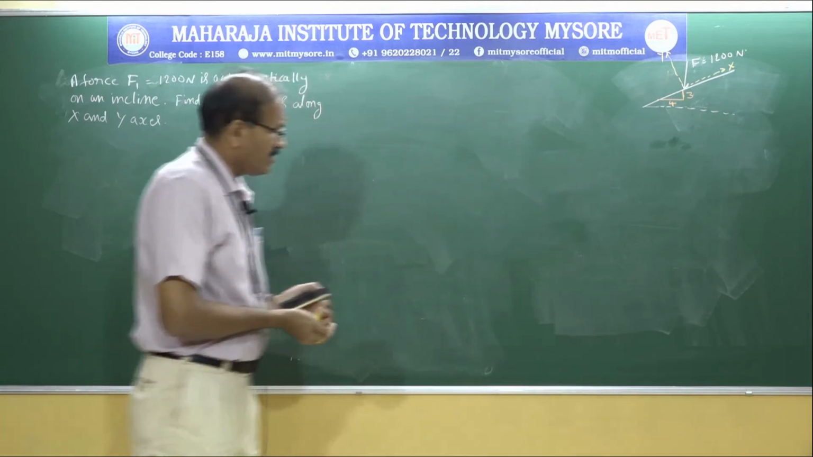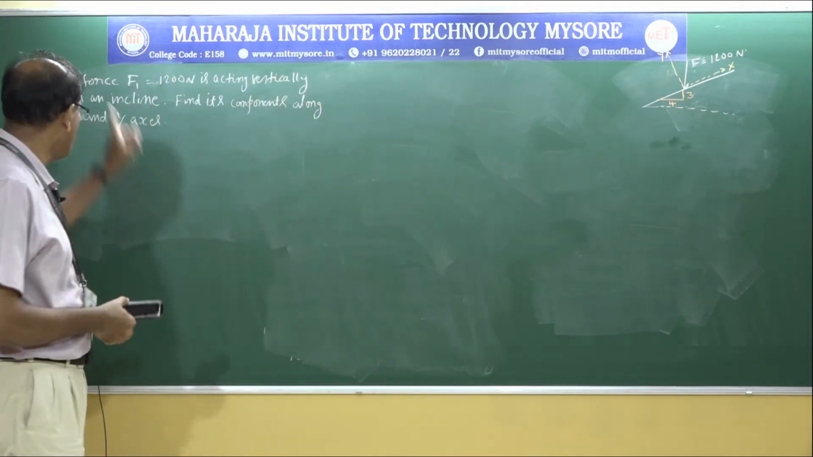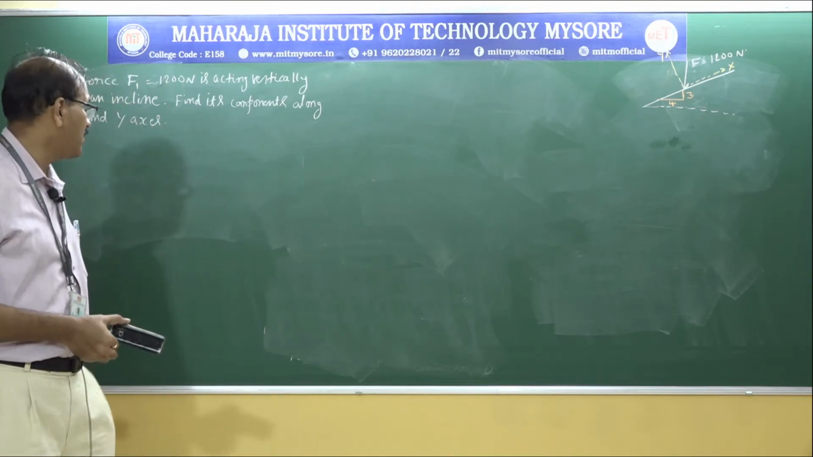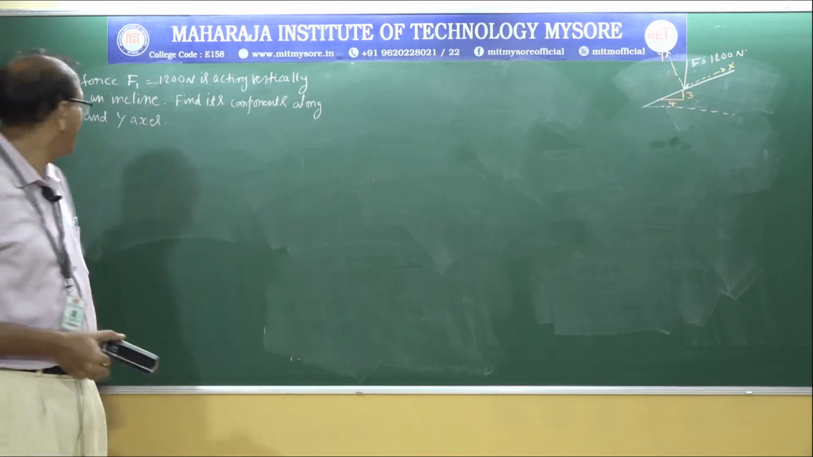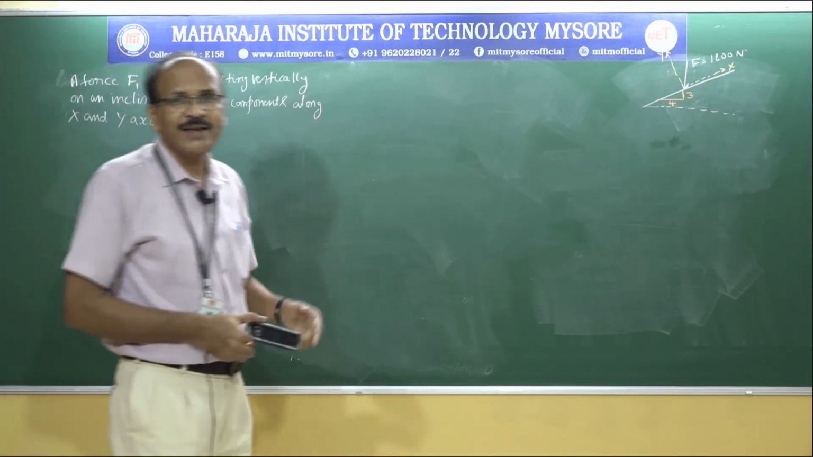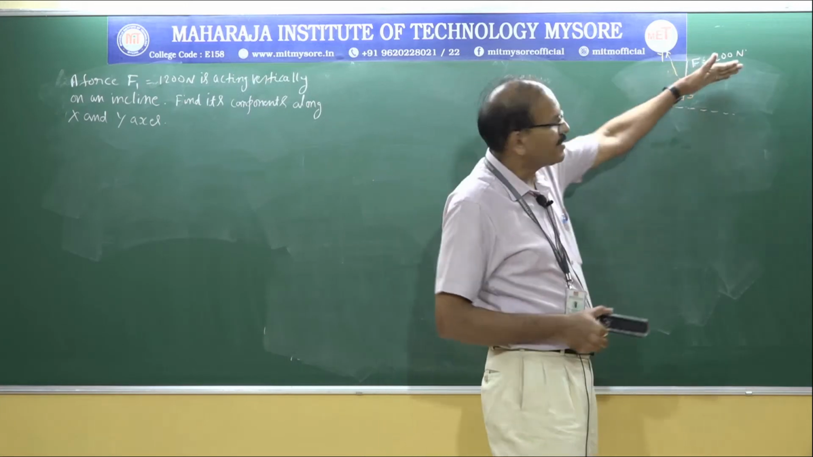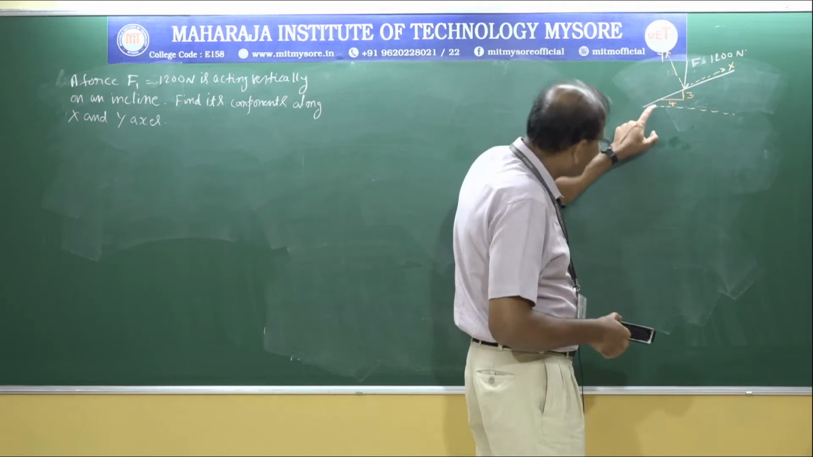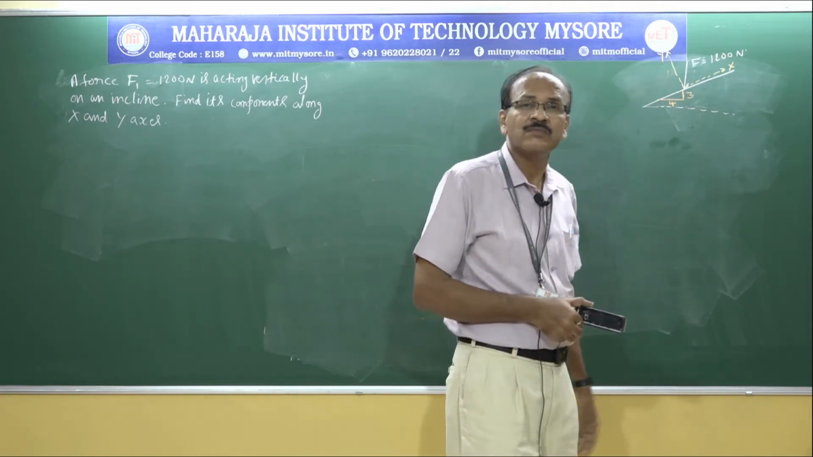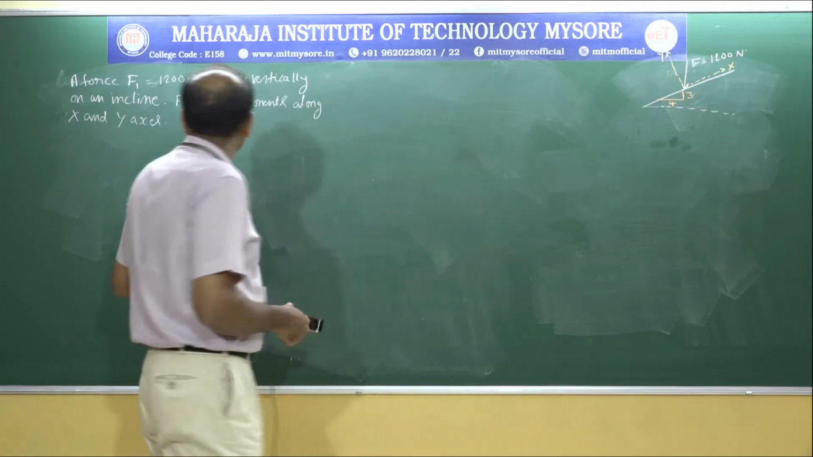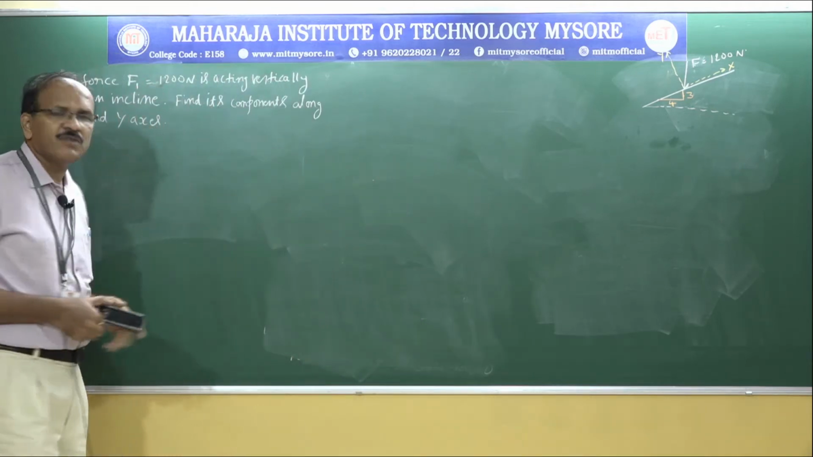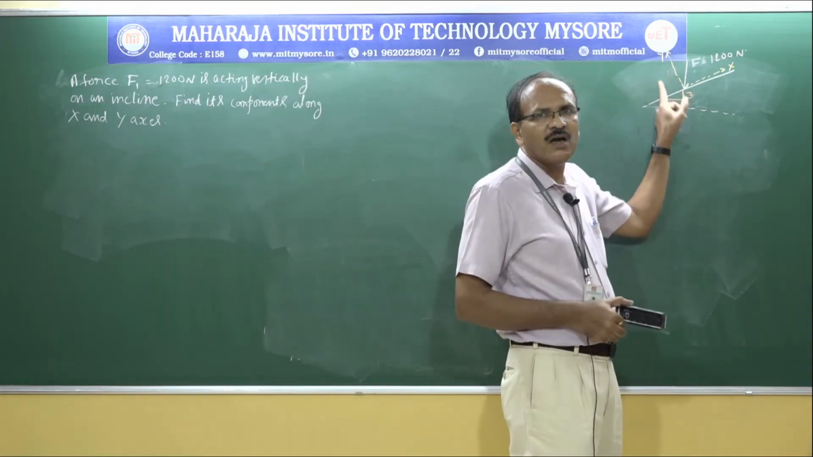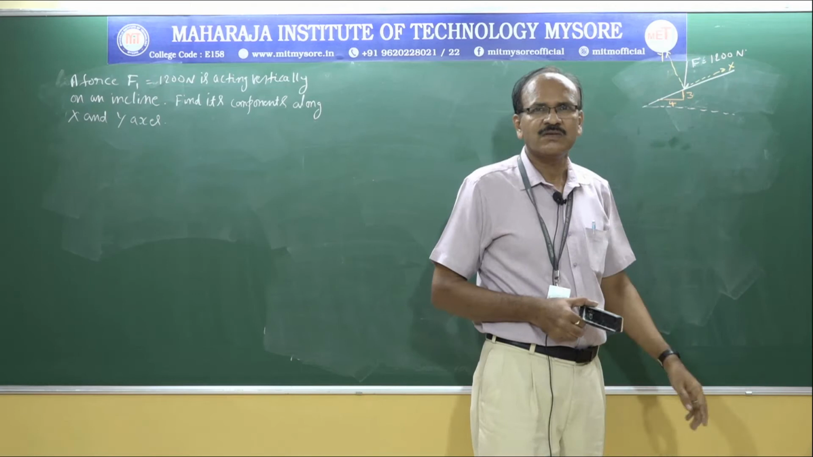The problem goes like this. A force F1 equal to 1200 Newton is acting vertically on an incline. An incline is nothing but this inclined plane, which is making a certain angle with respect to the horizontal. Find its components along x and y axis. That means we need to resolve this force along x and y directions.